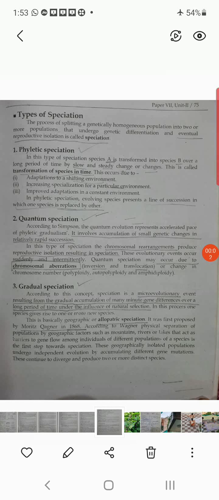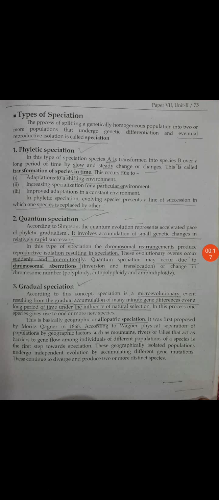Dear students, last time we studied speciation, that is the genetic basis of evolution. In the same series, today we see the types of speciation. Now, the species, as I have explained to you, have similar characteristics. Now, the process of splitting a genetically homogeneous population.